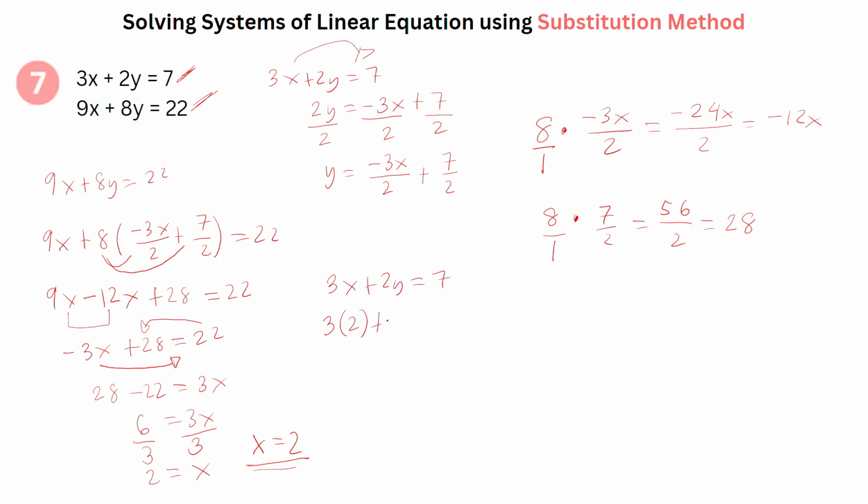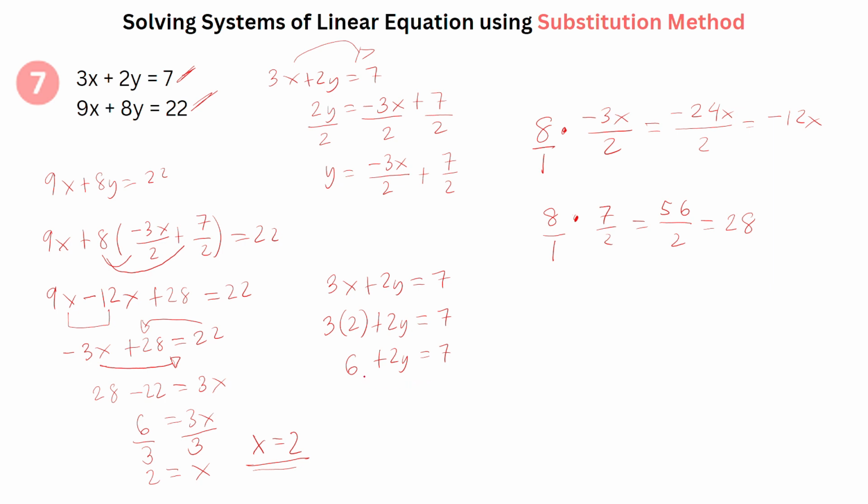And then plus 2y is equal to 7. 3 times 2, it's going to be 6. And then plus 2y is equal to 7. What do we do to solve for y? Make it solo and positive.